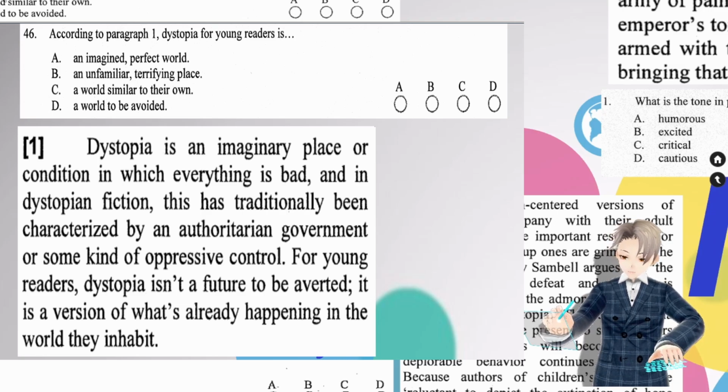Okay, well, we kind of went through that, right? The opposite of unfamiliar is similar. So C could be a maybe, but whenever we do these, it's always the best answer. There could be two answers that seem right, but always choose the best answer. So let's take a look at D. A world to be avoided. Well, another word for avoided is averted. Dystopia is not a future to be avoided. So it's not D. And in this case, the answer would be C.